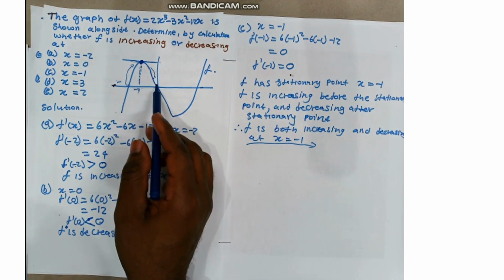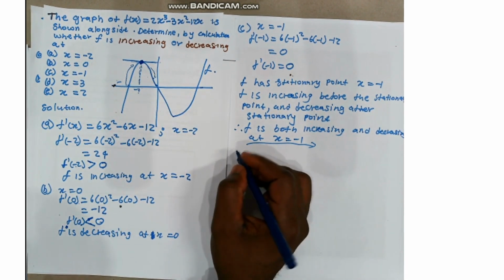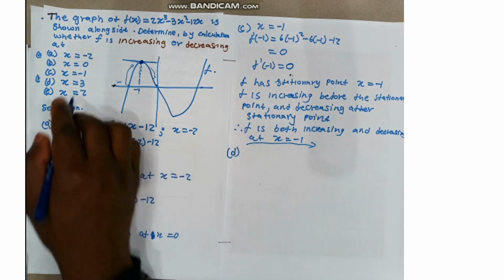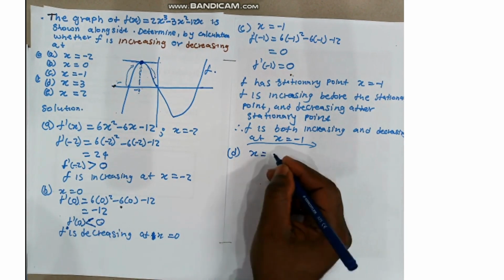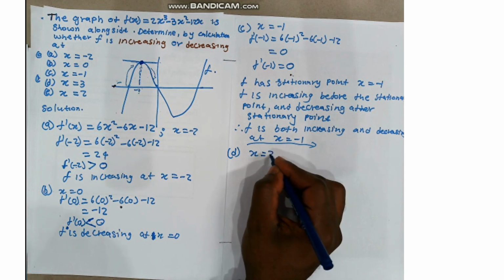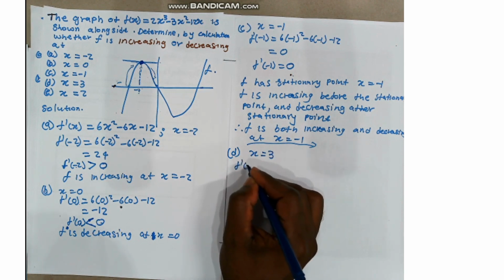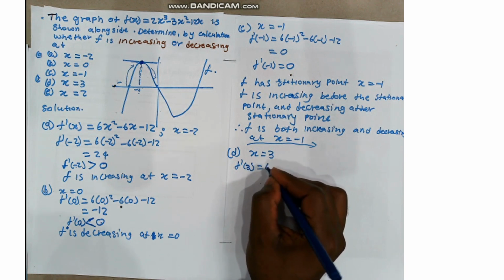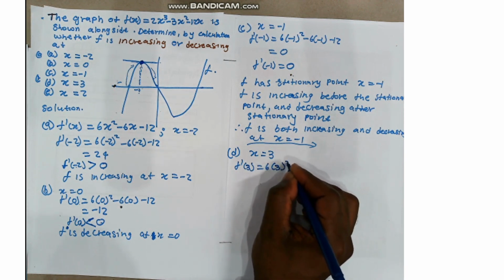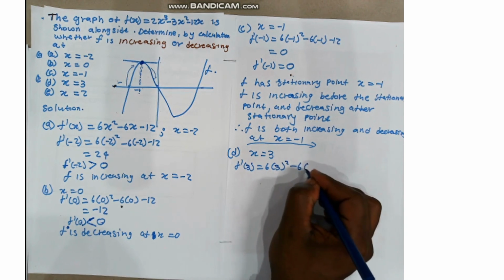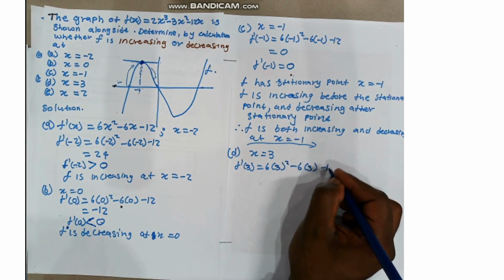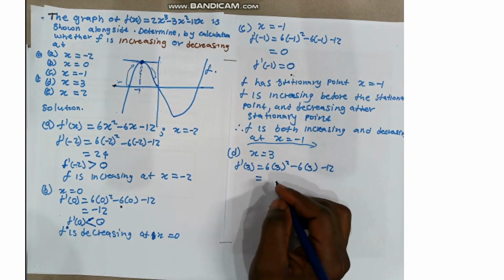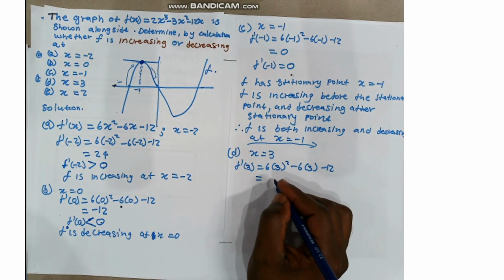Then let's find part D, where x is equal to 3, substituting in our f prime. It's going to be 6 times 3 squared minus 6 times 3 minus 12. On your calculator, you will get 24.